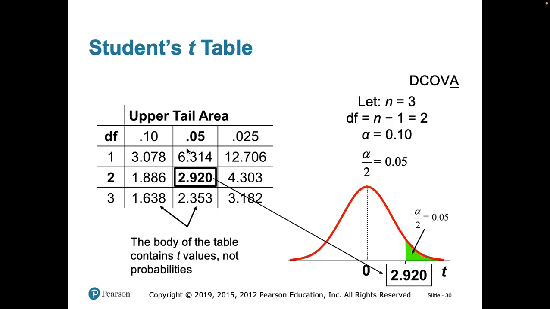Again, here is the student's T table, right? You have your alpha divided by 2 or 0.05, and then here you have 2 degrees of freedom with the 0.05, and that's how you get the 2.92, which is here. That's the body of the table, which contains the values, not probabilities. In this case, remember we have 3 numbers, so we have 2 degrees of freedom, which is 3 minus 1. The last number has to be fixed. The alpha is 0.1, which you take on each side as 0.05. And that's how you get that 2.92 for the T table.